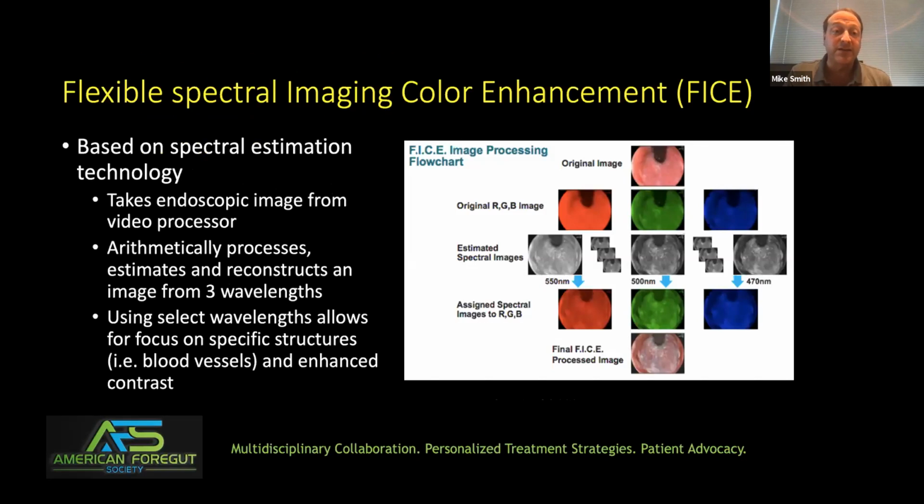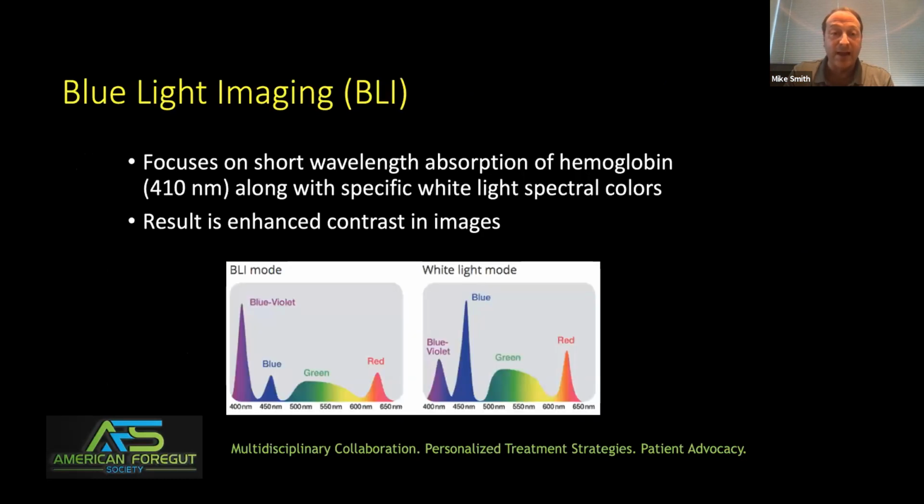So a couple of others just to mention very quickly. This is FICE, or Flexible Spectral Imaging Color Enhancement. It's based on a spectral estimation technology. And again, you can see here, this is kind of a post-image processing. You've got the red, the green, and the blue images that are passed through these special filters and then brought back together. And you get this final processed image. And it's this post-processing that allows these structures, again the blood vessels in this particular case, to have an enhanced appearance that allows you to identify the abnormalities.